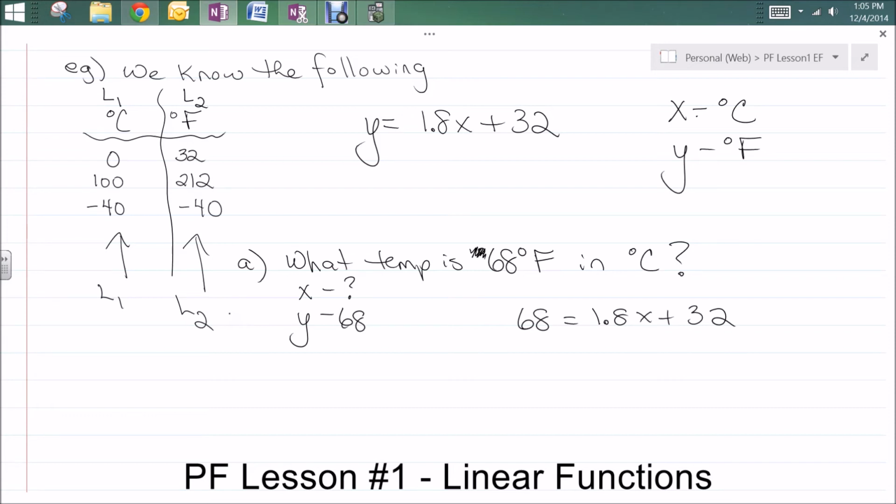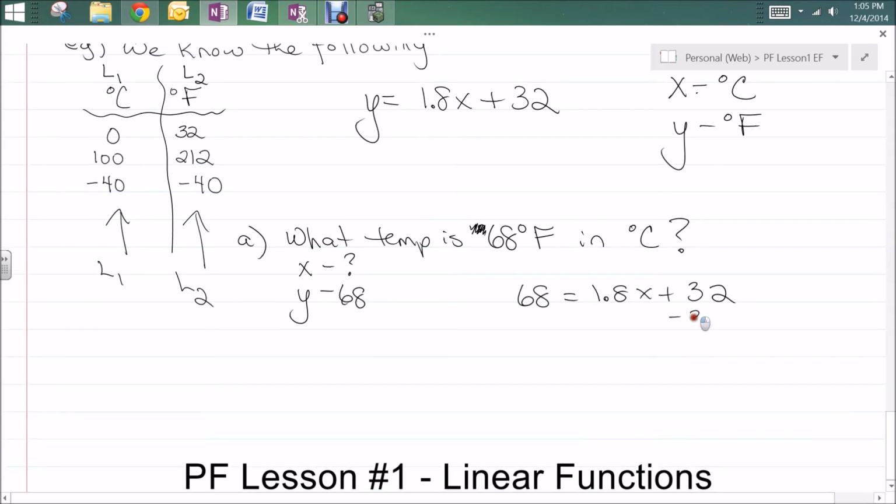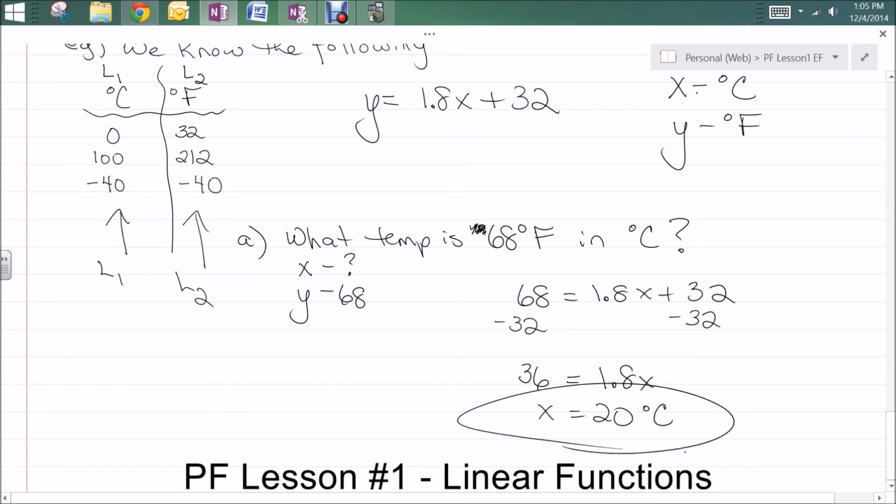From here I've got to solve this, so I'm going to subtract the 32, subtract the 32. 68 minus 32 is going to be 36, I think, equals 1.8x. Divide by 1.8, and I get x is equal to 20. So 68 Fahrenheit is 20 degrees Celsius. You can use this equation to do any sort of conversion. If you wanted it to work the other way, you just switch the x and y, but your x and y would be switched. Okay? You can do this linear relationship, Celsius Fahrenheit.